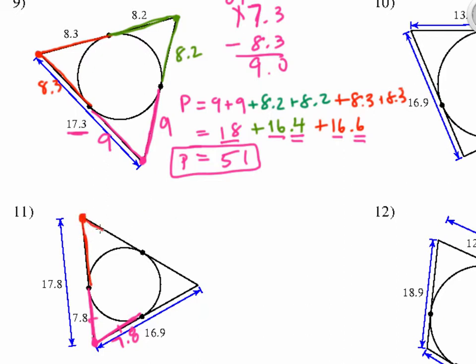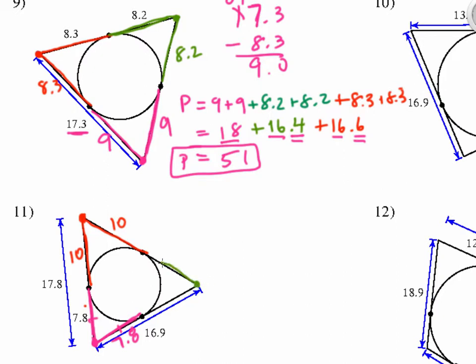Well, if the whole thing is 17.8 and this is 7.8, what is 17.8 minus 7.8? That's just 10, right? You can add 10 plus 7.8, 17.8. Since they're both tangent lines, this is also 10.